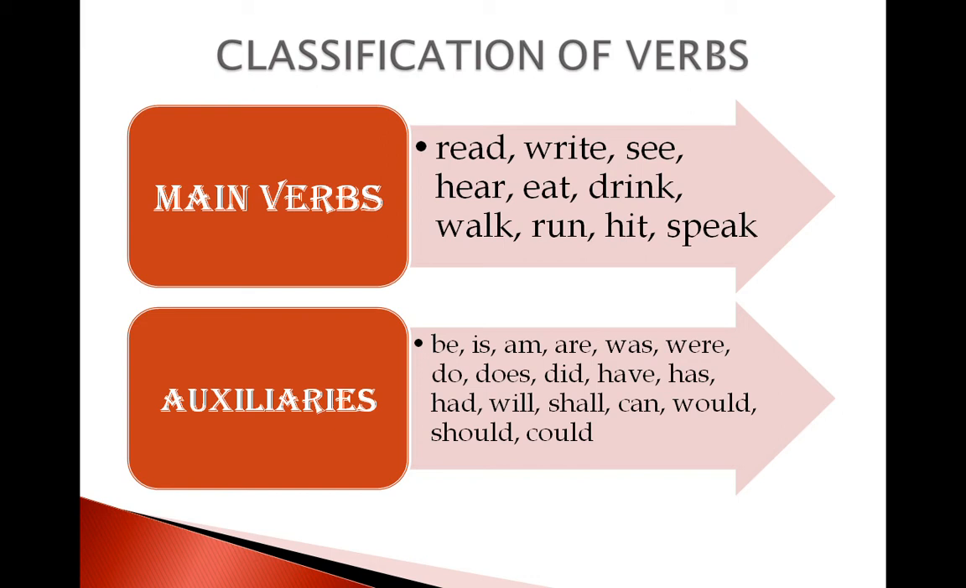Let's take a look at the examples of auxiliaries. Be, is, am, are, was, were, do, does, did, have, has, had, will, shall, can, would, should, could, etc. You can see that they are mostly used as helping verbs in sentences. They've got a somewhat secondary or additional or supporting role in sentences. They are used with other verbs, mostly with main verbs, and their function is mostly helping verb in sentences. There is no need to get confused or anxious. It's very easy to identify main verbs and auxiliaries. Simply by looking at them, you'll be able to tell which ones are main verbs and which ones are auxiliaries.